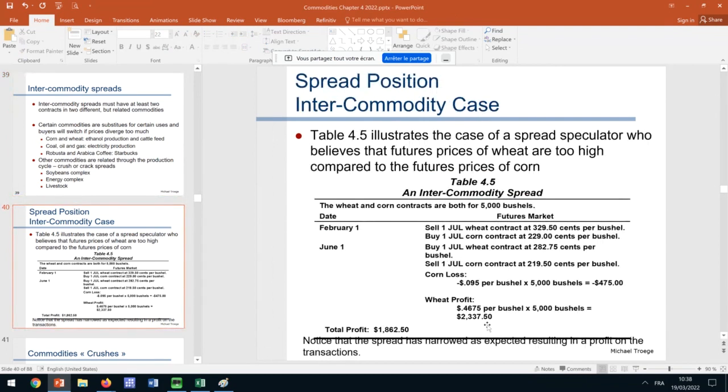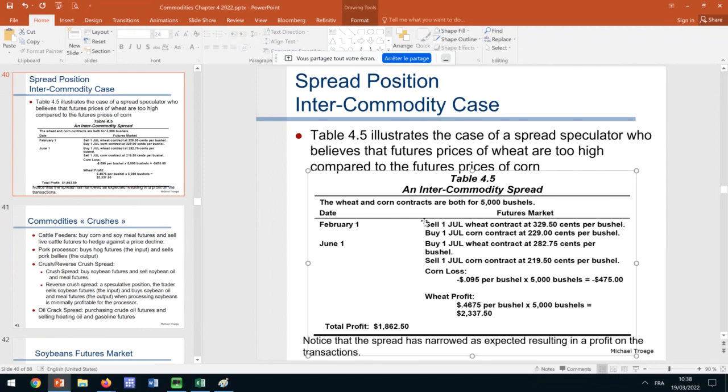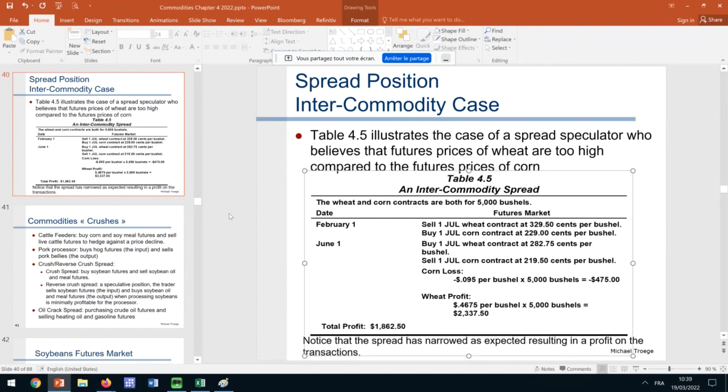So let's look at a simple inter-commodity spread. This is a situation where a speculator thinks that the future prices of wheat are too high compared to the future prices of corn. Again, both are used for feeding cows in the US. So normally, if wheat prices are very high, there should be a higher demand for corn, and this should lead to an increase in the corn prices.